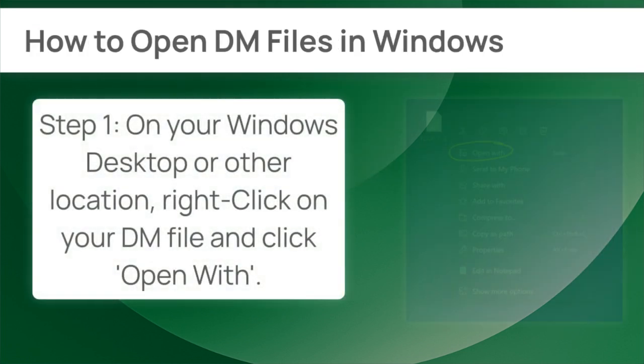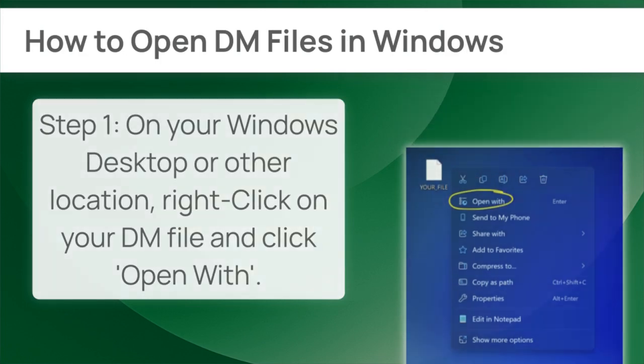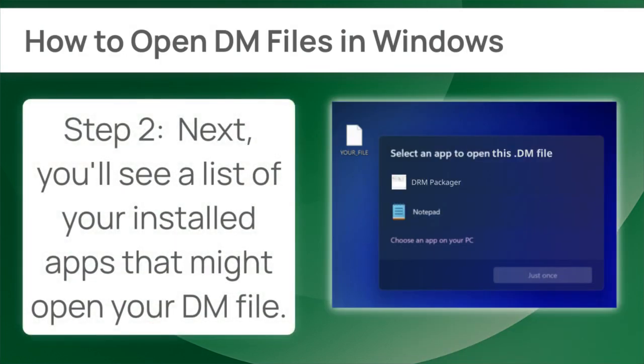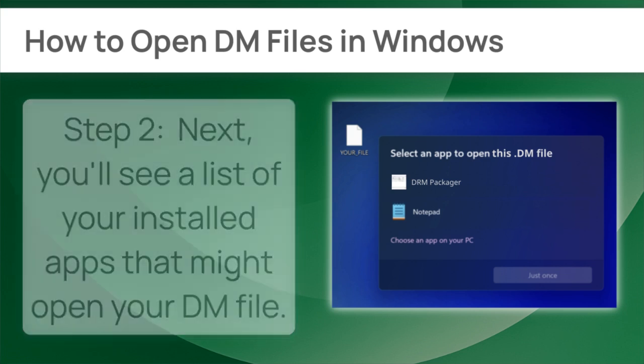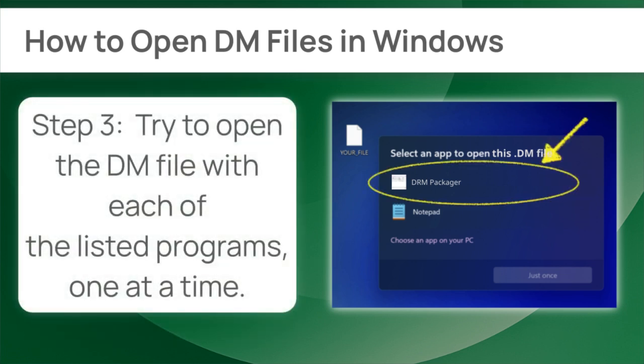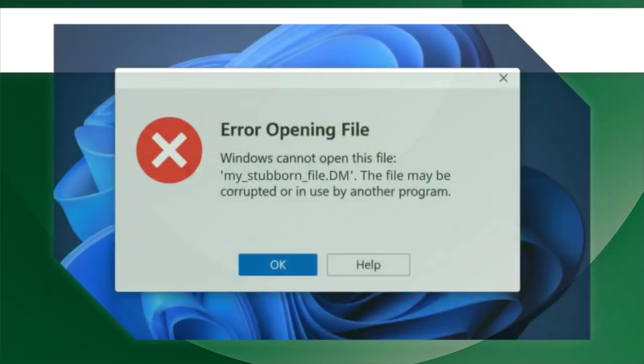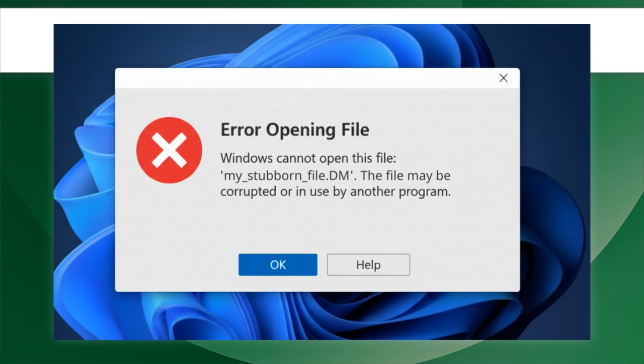To resolve the incompatible format issue, right-click the DM file and choose Open With. Prioritize DRM packager if available. If absent, choose another application. We are searching for a functional file claim. If your DM file continues to fail when opening, that is okay.